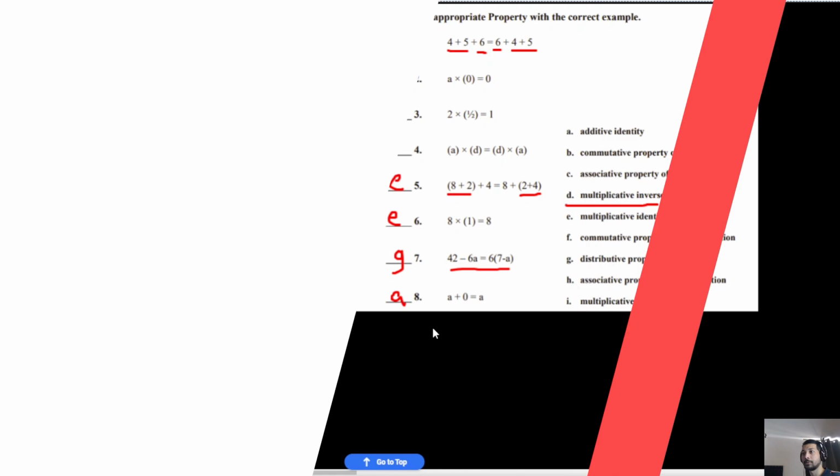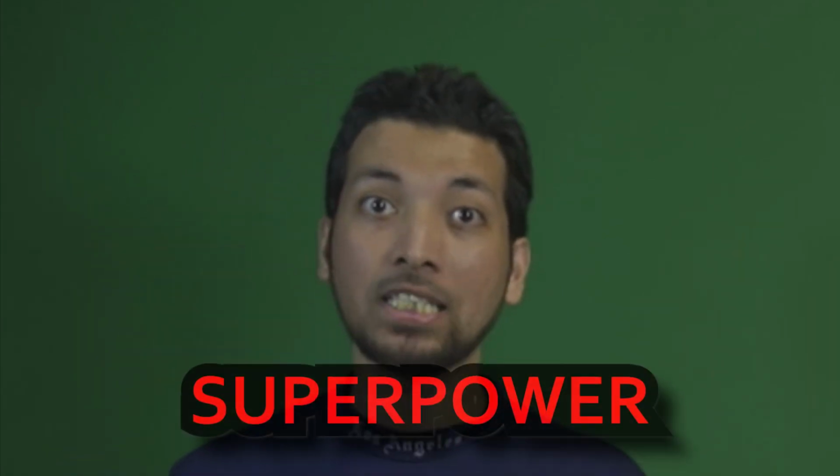So this is how we can classify the different properties, and knowing this would be helpful for the future lessons. Voila, that's it for properties of real numbers. These properties are your pals in the world of algebra, and knowing them is your superpower.